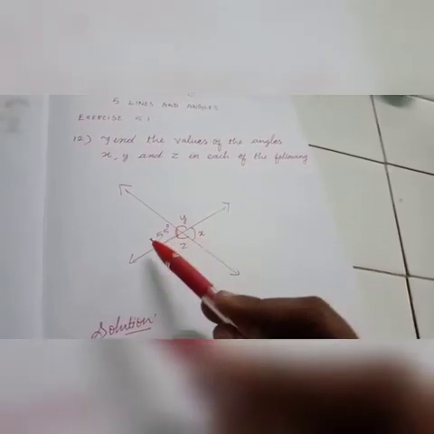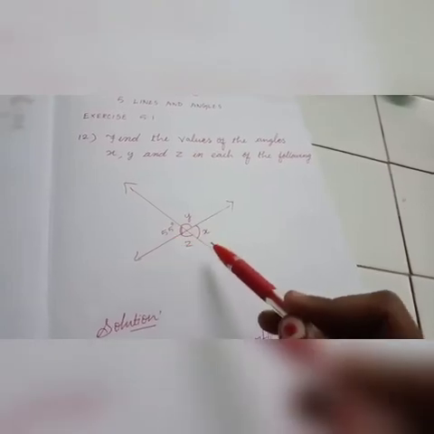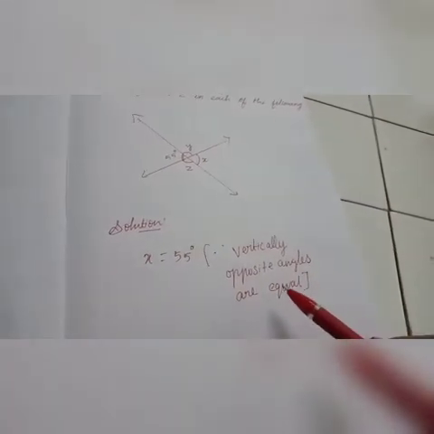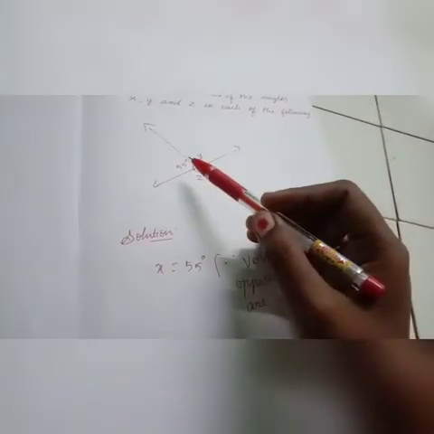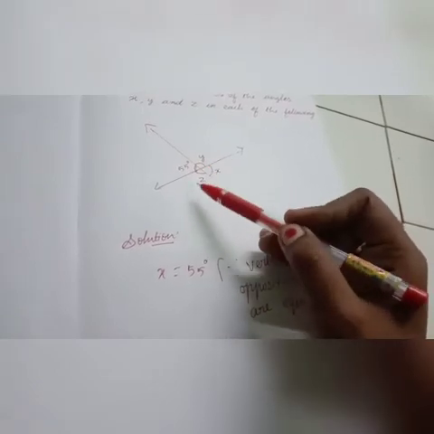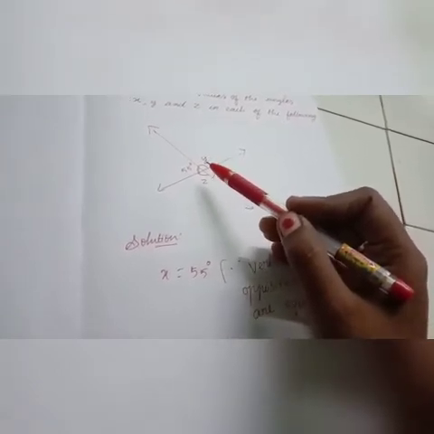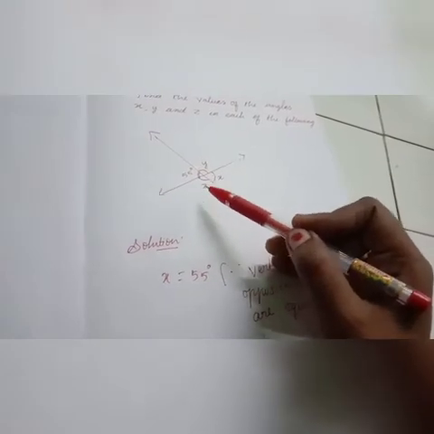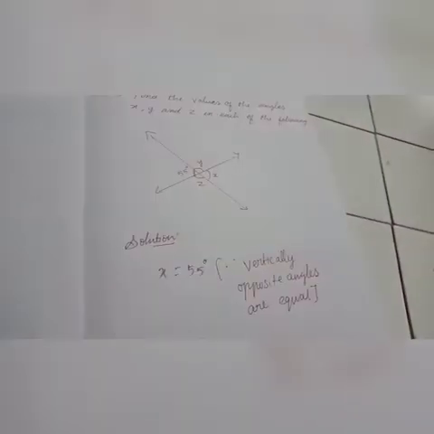Why? Because these two angles are vertically opposite angles. So that here I have written x is equal to 55 degree. Why? Because vertically opposite angles are equal. Now we have to find y and z. If you want to find y and z, first either we have to find y or we have to find z. Then after finding any one of the value, we can say the other unknown value.